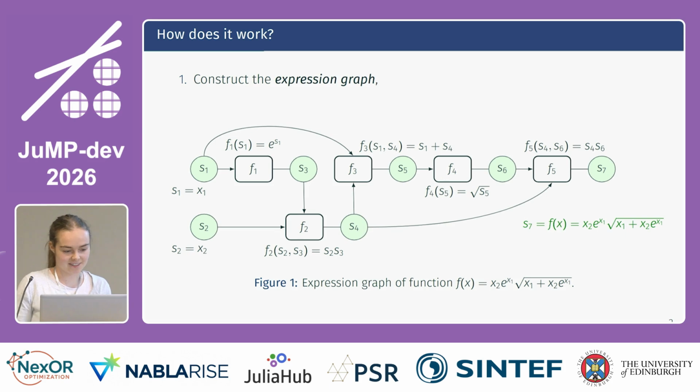More specifically, how does it work and how is it implemented? It can be summarized in 3 steps. So first, it will construct the expression graph of the function you gave. So for example, here, if you have this function, I said it would first decompose your function into elementary operations. So here, it will start with your 2 variables, x1 and x2. And then it will apply exponential, then multiplication, then sum, square root, and so on. And then it will construct this graph, which is called the expression graph.